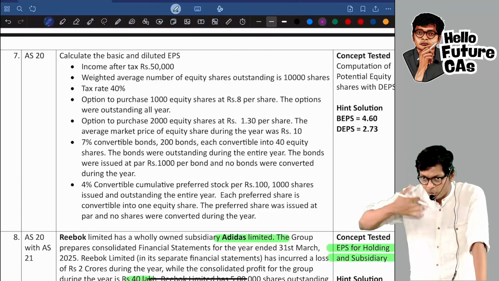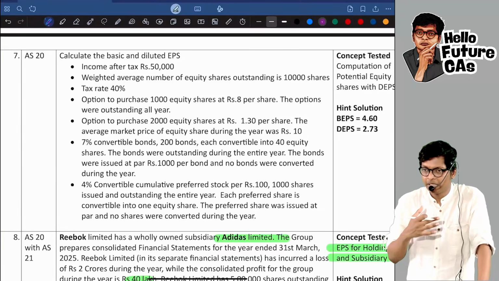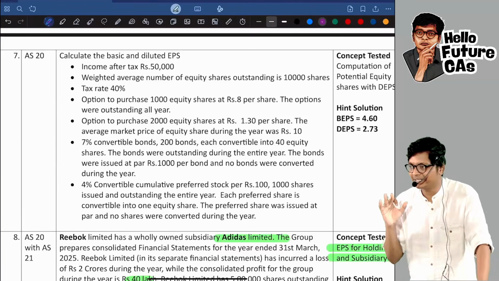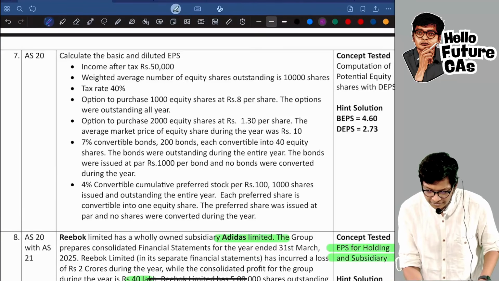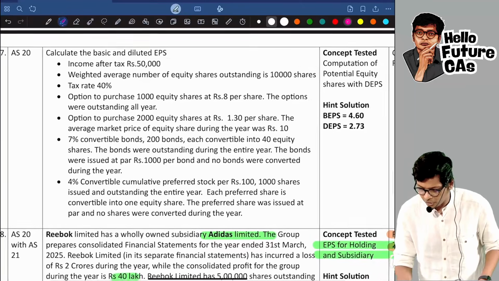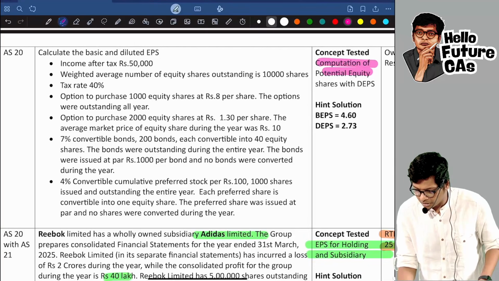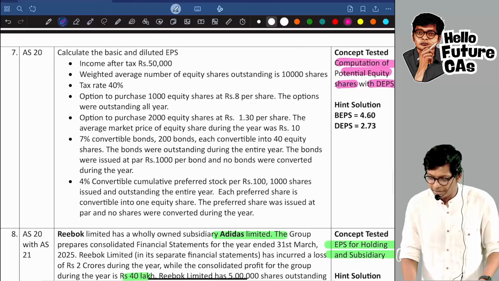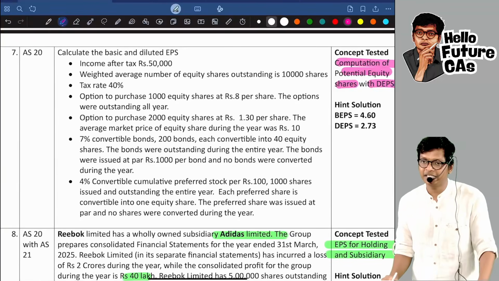There are still more difficult questions. I don't want to bring them. I am bringing what is worthy of being tested in the exam, outside our study material, and covering all adjustments. So this sum is for computation of potential equity shares with diluted EPS, mainly for options.